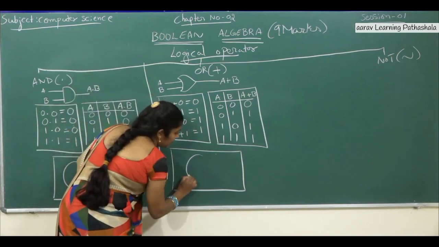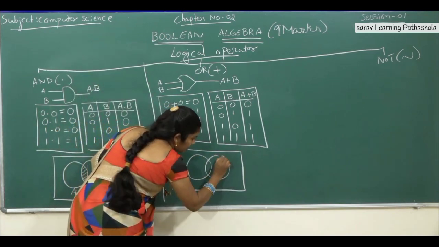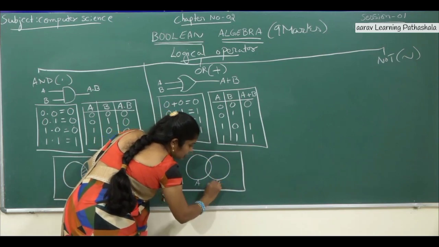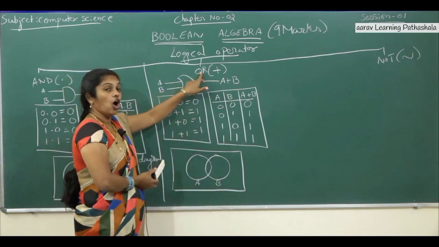That's why I'm going to take 2 parts. One is part A and one more is part B. This is A and this is B. Then here, or we are used.